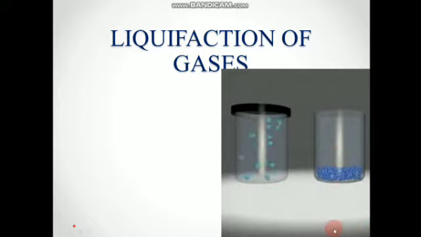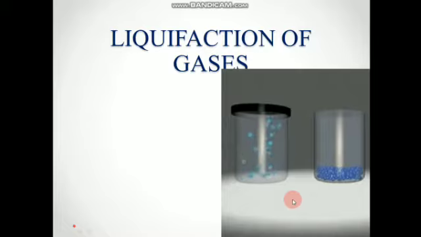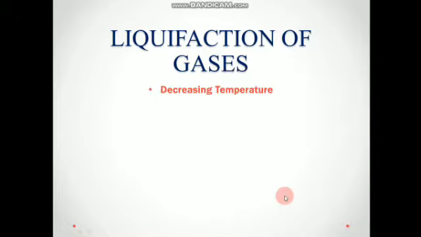And for that, what can we do? To bring them closer, we have seen some methods in the previous classes. So what were they? Either we need to decrease the temperature or increase pressure. So if we want to convert a gas to a liquid, either we need to decrease its temperature or increase pressure. But there is a problem with increasing pressure.